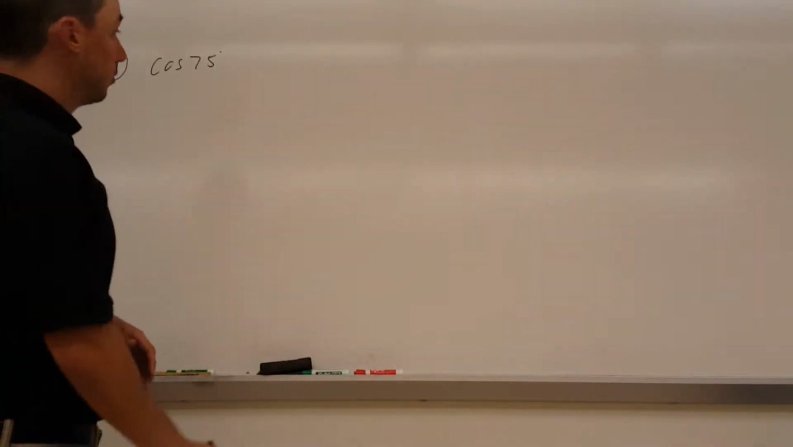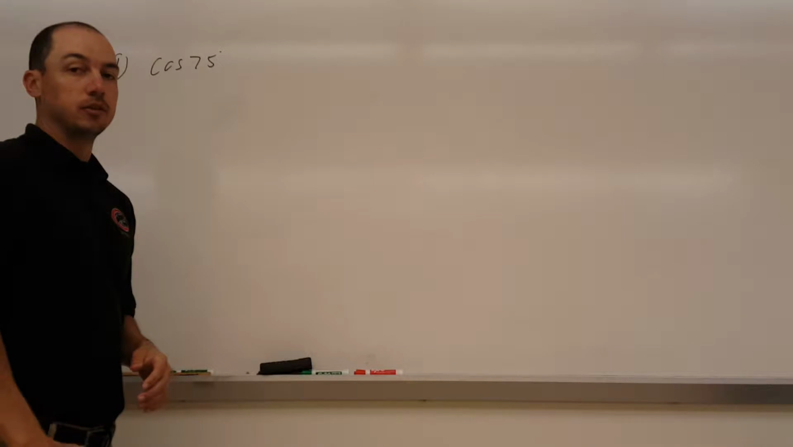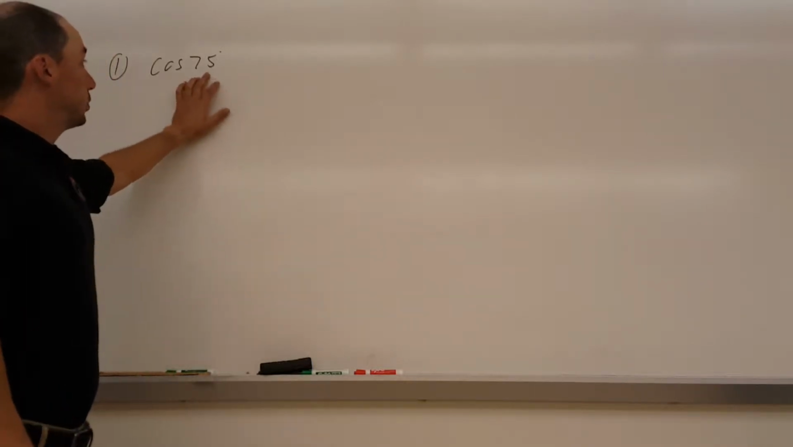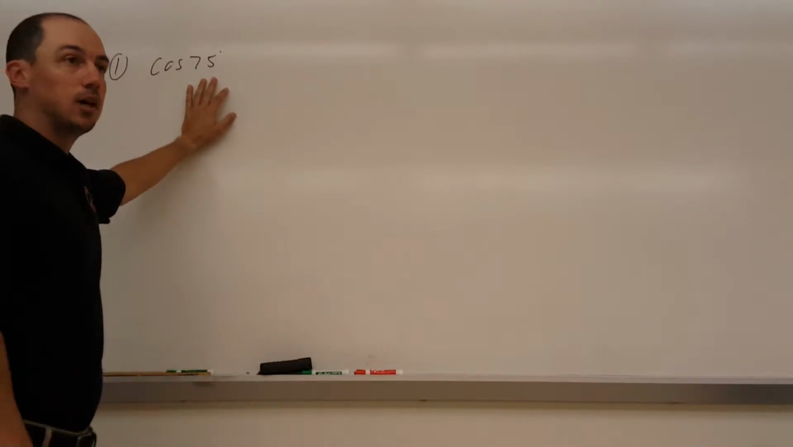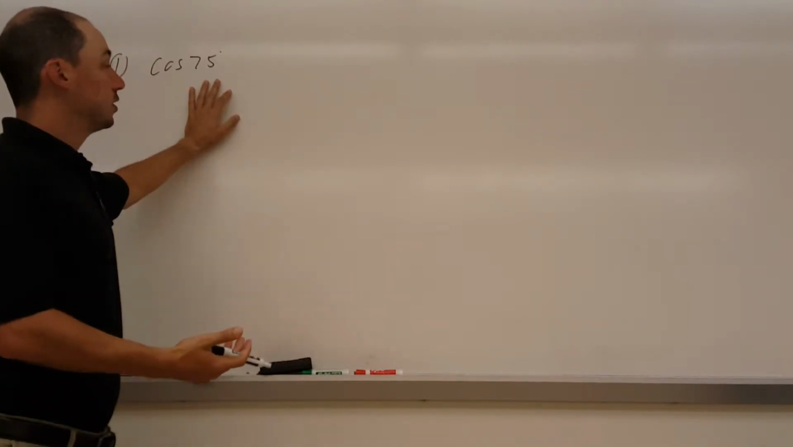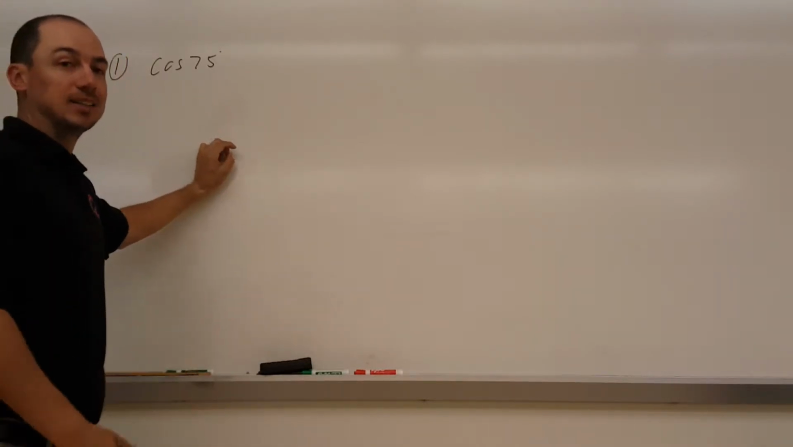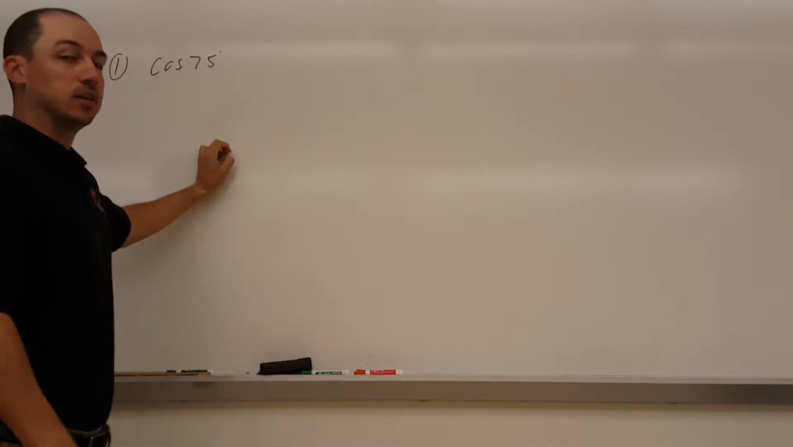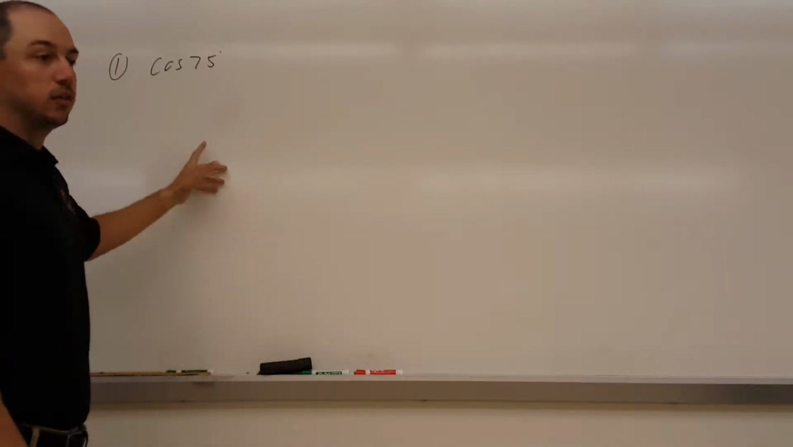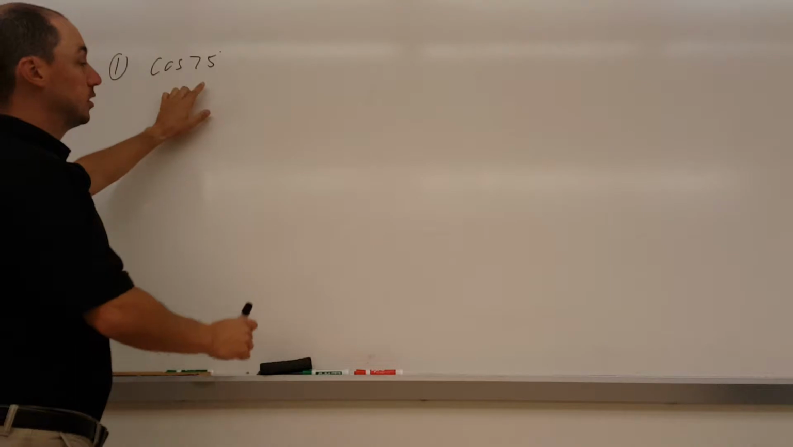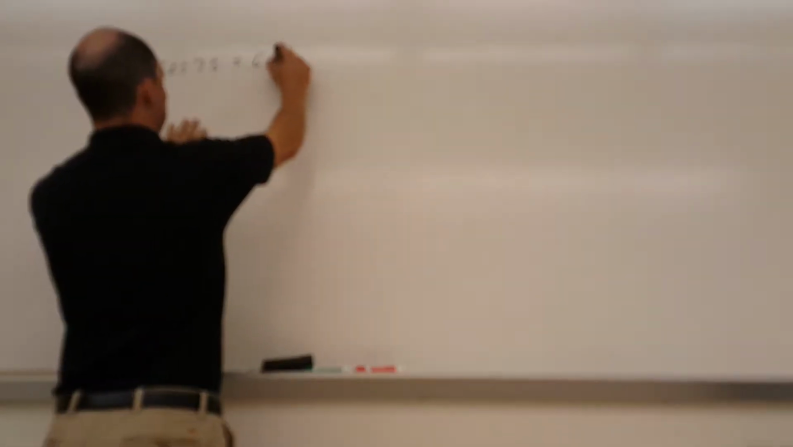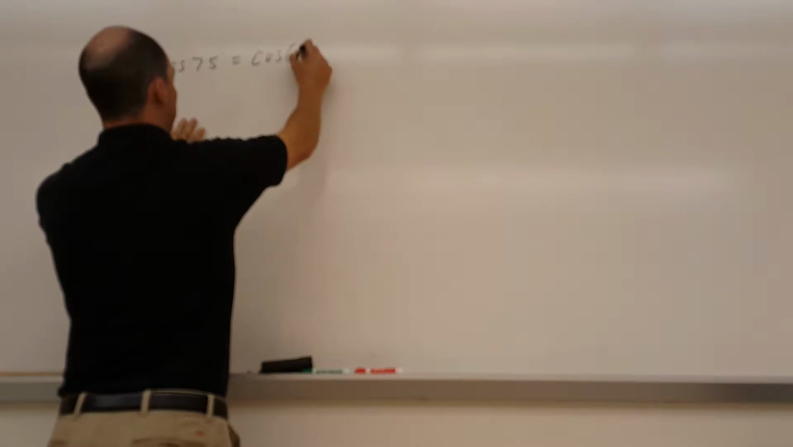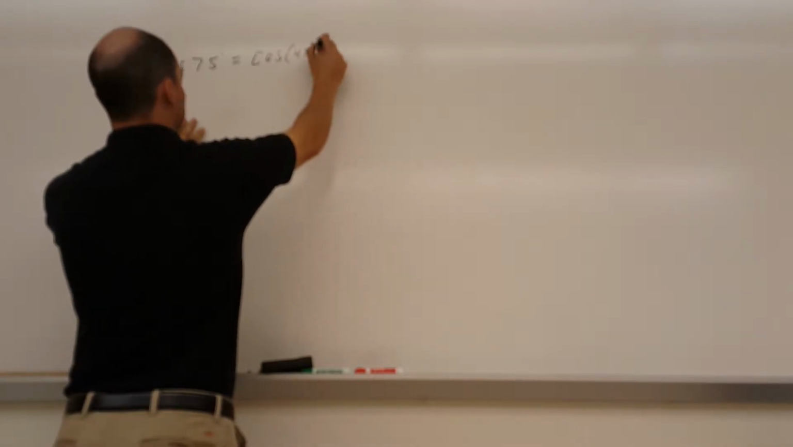Okay, so our first problem is cosine of 75 degrees. Now, 75 is not a special angle, so normally we'd have to use a calculator, but there's a lot of preference in math to do things without a calculator to get exact answers. It's more elegant than an approximate value. So we can use a sum and difference identity for this. The cosine of 75, we can rewrite as the cosine of 45 degrees plus 30 degrees.